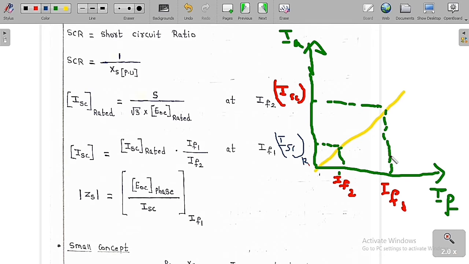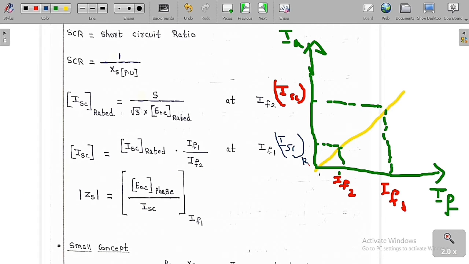Now I already told you at IF2 you are going to get the rated armature current, and at IF1 we are going to get the rated open circuit voltage. But now I want to find what armature current I am going to get at the field current IF1. Let me assume this is ISC. It is a straight line, so the slope is equal. So ISC by IF1 is equal to ISC rated by IF2.